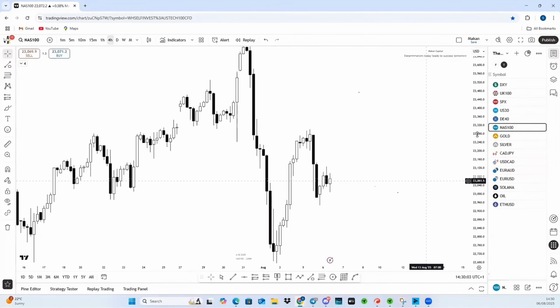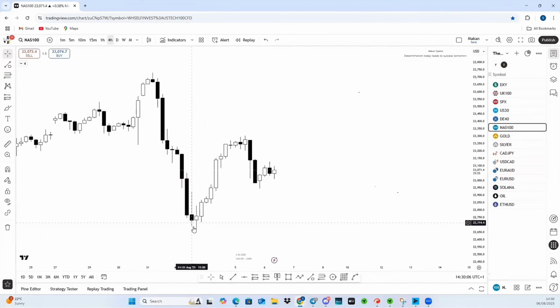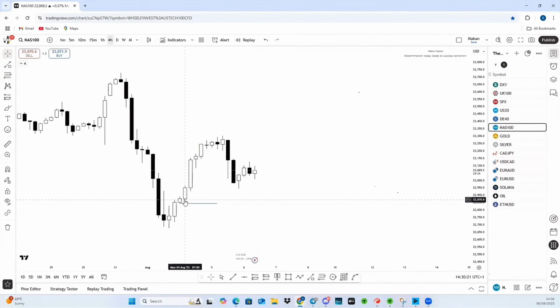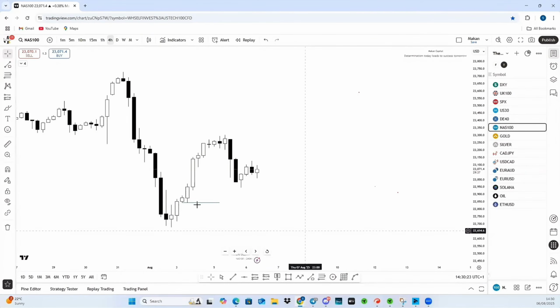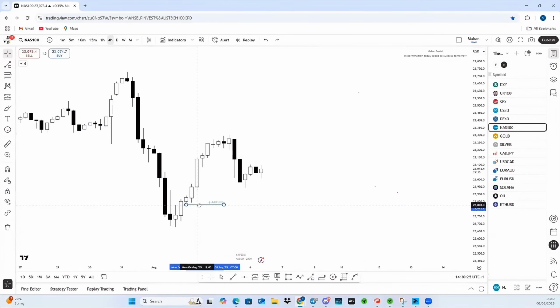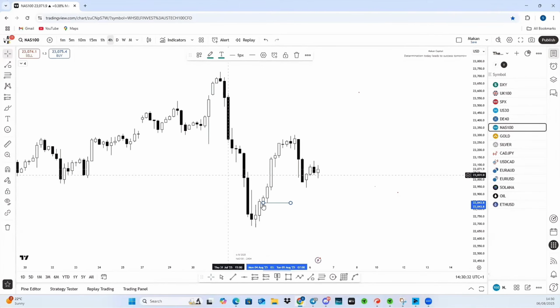Nasdaq, same detail. Again, we swept liquidity. Then I waited again for one of these lows to be swept, and as you can see here, it was a tiny one. Not much of a confirmation, hence the reason why I didn't take the Nasdaq trade. If the wick had come down and completely swept this, then I would have probably taken this, but it wasn't really convincing for me, so I sat on my hands on this one, unfortunately.